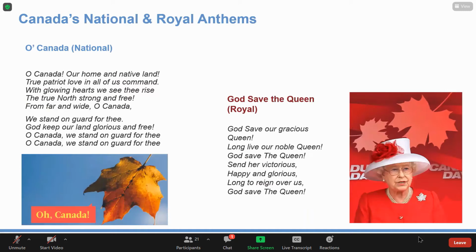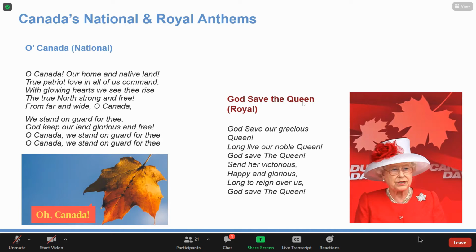Then you have the national anthem, which is another symbol of Canada because it's just pure Canadian. So we have two anthems, right? There's a national anthem, which is O Canada, which you should know because you probably have to sing it at the ceremony. And then we have the royal anthem, which is called God Save the Queen.